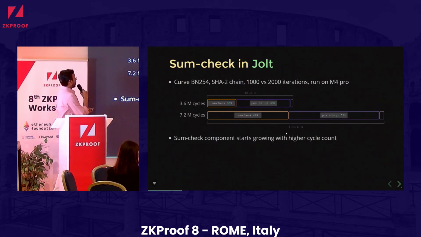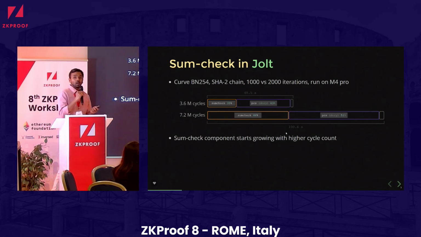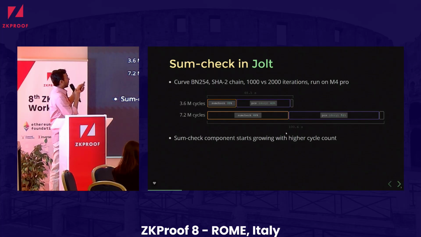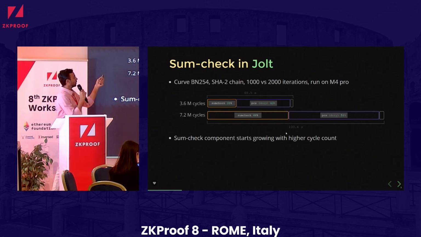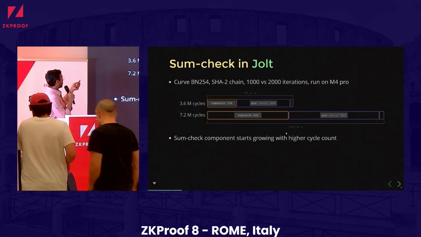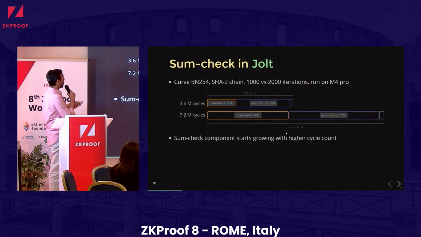Okay. So I'll just give a brief primer of why working on optimizations to sum check was becoming important. So I've put up this benchmarking example that we had in Jolt. This is before the optimizations. So let's say you were doing this SHA-256 hashing of, let's say, either 1,000 or 2,000 hashes. Respectively, they cost around 3.6 million cycles, and the 2,000 hashes cost 7.2 million cycles.